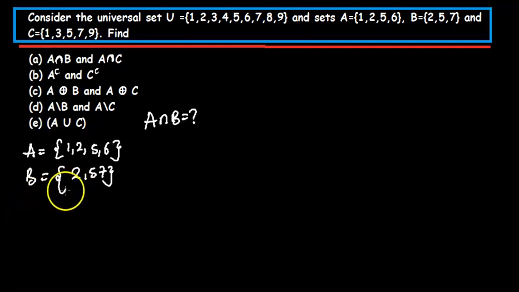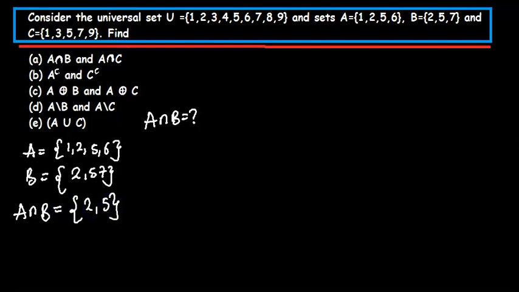Because in this case, we have 1 here, but we don't have 1 in B. But we have 2 and 5 in A, and we also have 2 and 5 in B. Therefore, 2 and 5 is simply the intersection. Therefore, we can say A intersection of B is simply going to be 2 and 5.